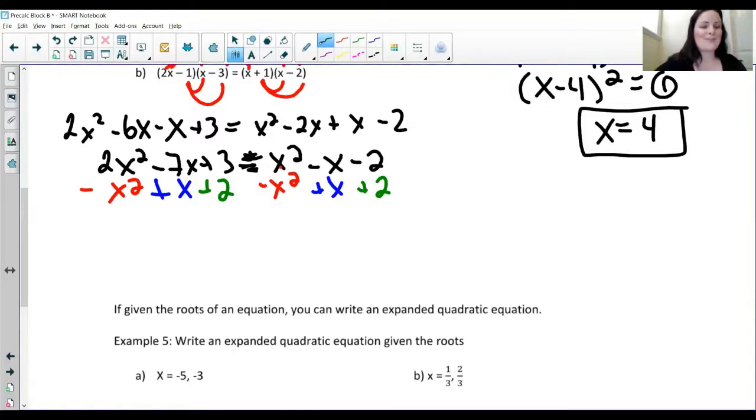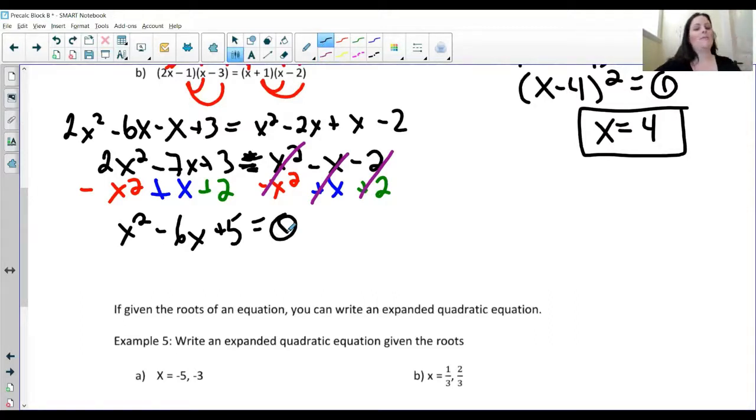So 2x squared minus x squared is going to be 1x squared. Negative 7x plus x is going to be negative 6x. And 3 plus 2 is going to be 5 equals. Now everything on the right-hand side canceled out. I'm going to do a fun cancel out. So what's left is a 0.